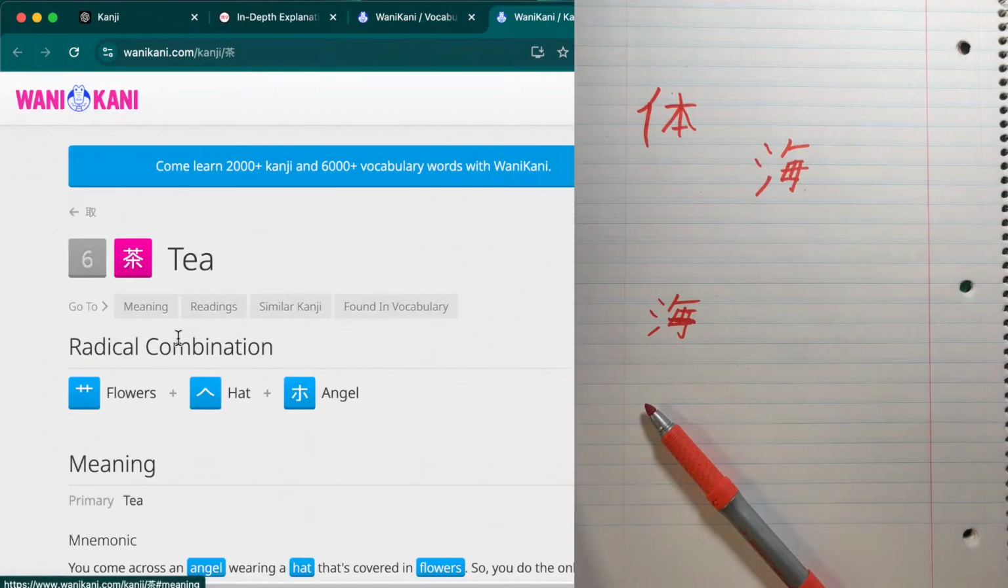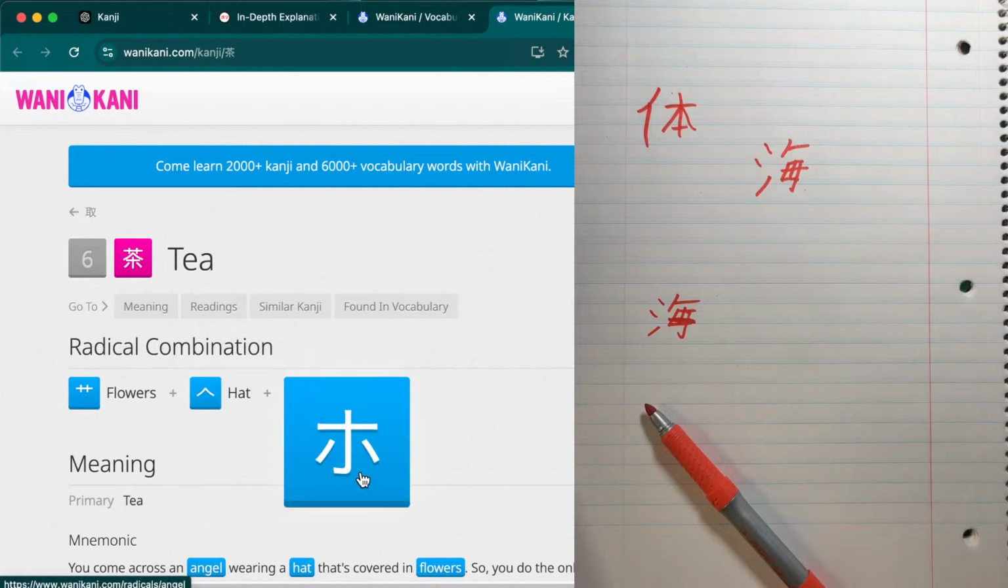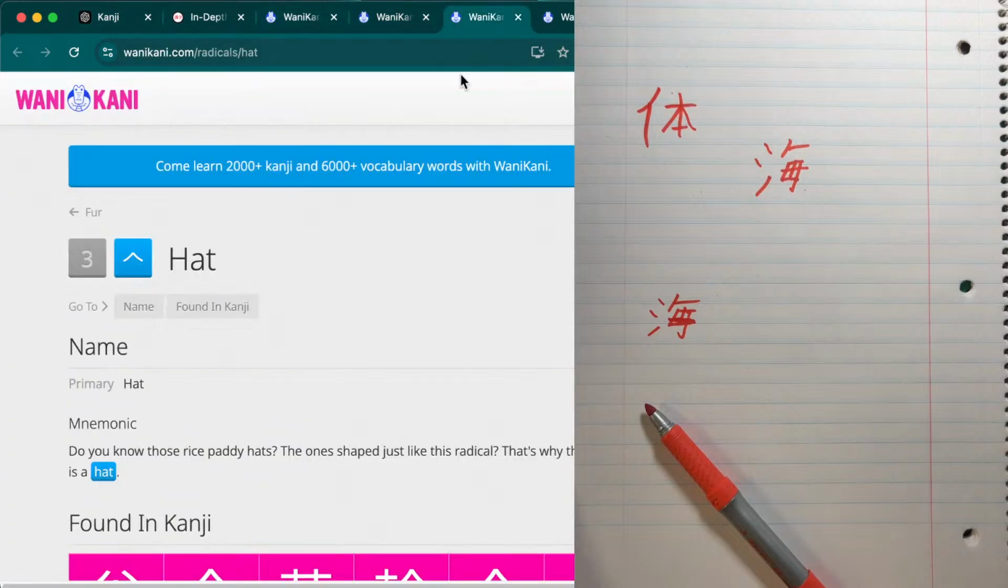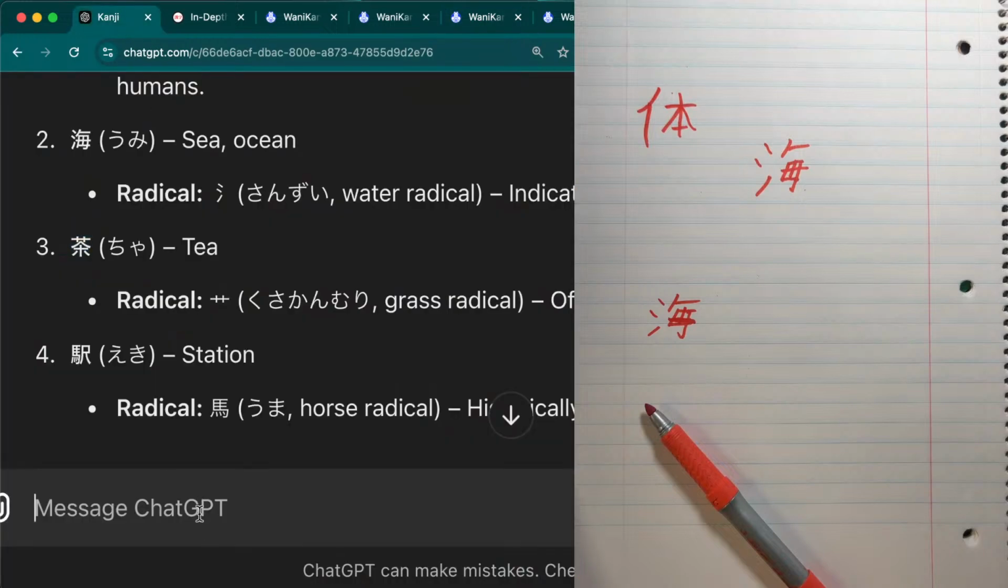Alright, so we have it here. Flowers instead of grass. I mean, it's related, nature related. They call this a hat, and then this one an angel. Huh, interesting. Let's see what they say about these two radicals. And we'll also ask ChatGPT as well, since we are doing our best to learn through AI and not just other resources.